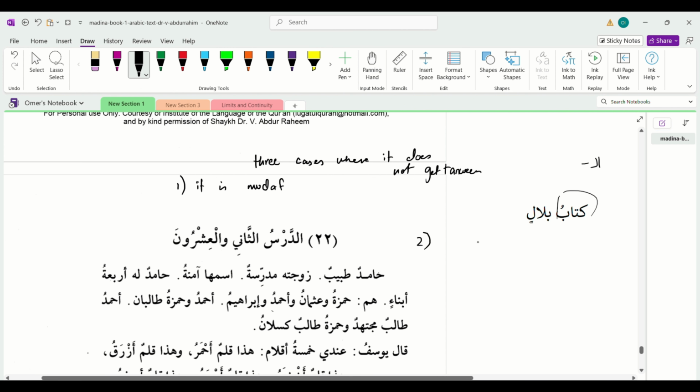Another case is when it gets the al. So for example, al-bayt al-jameel. Or just to make the example shorter, al-bayt. Al-bayt. So whenever it has the al, it will never get the tanween. So it has an al.